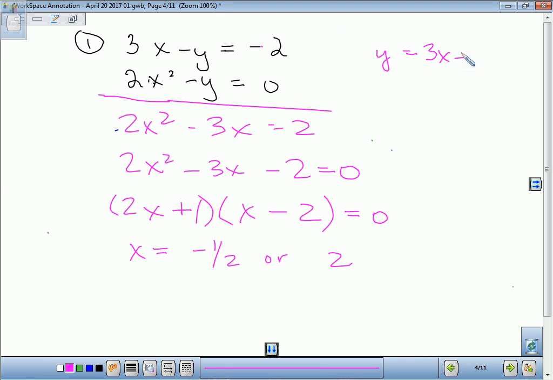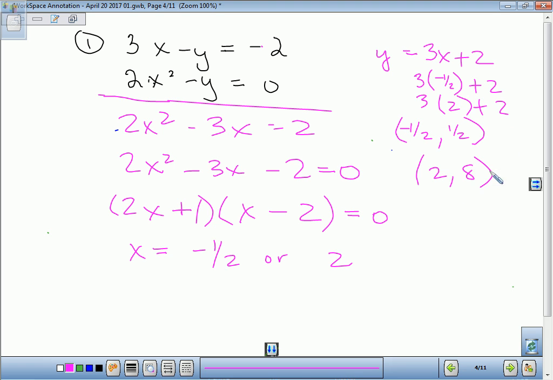I like to think of it like this: y over here, 2 over there. When I plug it in, it's a little easier for me to see. So I get negative 1/2 times 3, which is negative 3/2, or negative 1.5, and negative 1.5 plus 2 is a positive 0.5. Then I can plug in 2. 3 times 2 is 6, plus 2 is 8. So if I graph this, these two graphs would intersect how many times? Twice! Two points of intersection.